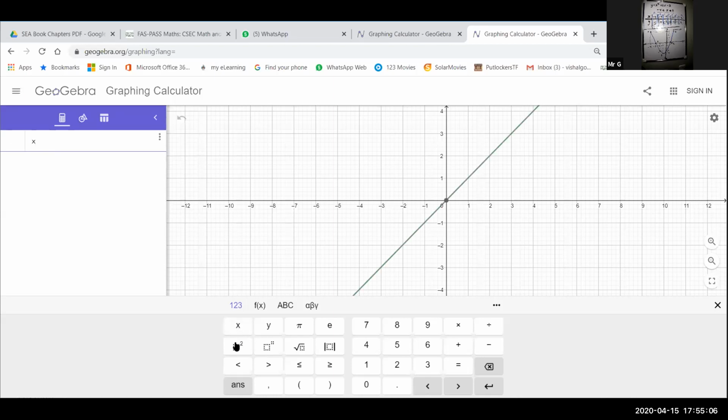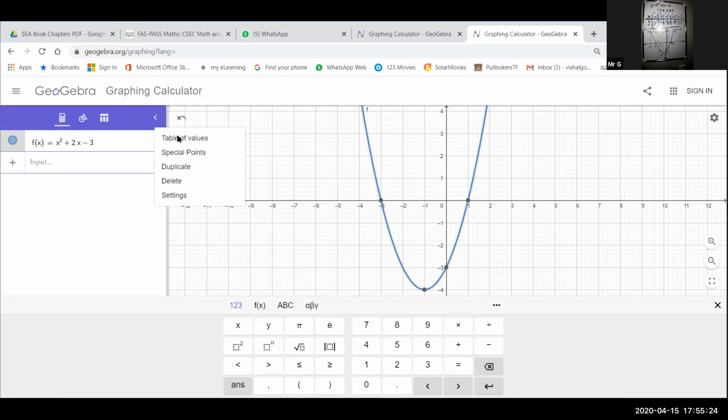This button here, the square with the power of 2, that means x squared. Of course, you just put your plus 2, and it's 2x, so you press x again, right? And it's minus 3. And this is what the graph will look like. And then you click these 3 dots here. You click table of values.